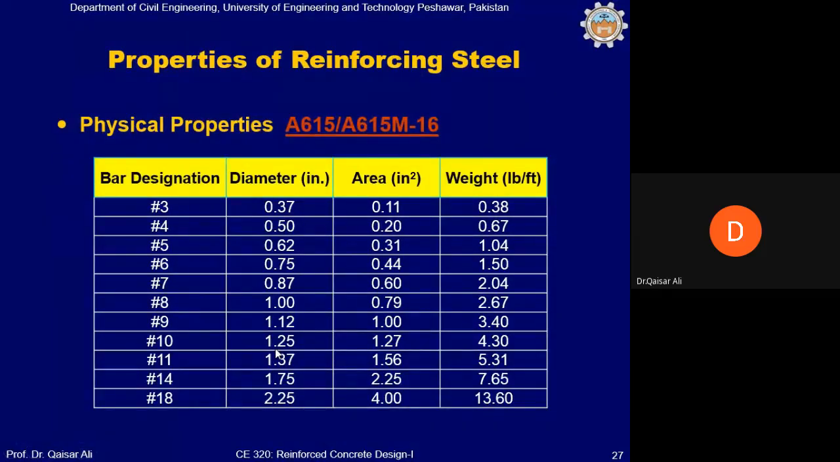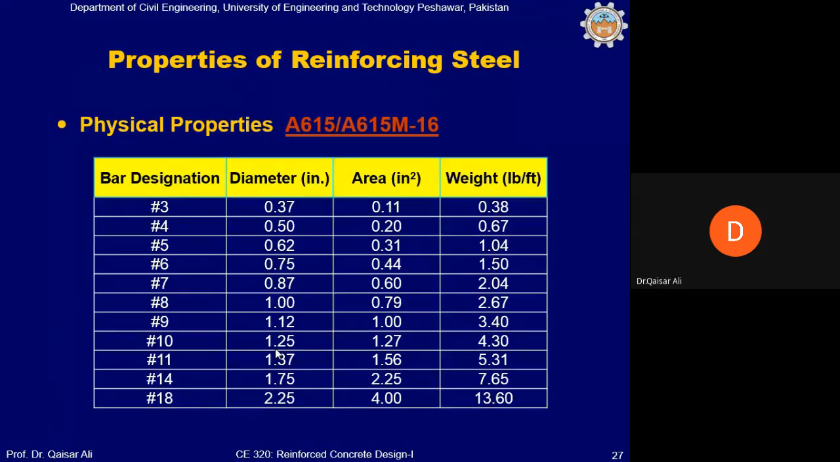Okay, on this slide now, there are 4 columns. In column number 1 to the left, the name of this column is bar designation. We will be frequently saying in our design that we are using number 3 bar. So this H is basically number. H by H means number. So H3 means number 3, H4 means number 4, H5 number 5, H6 number 6, and so on.